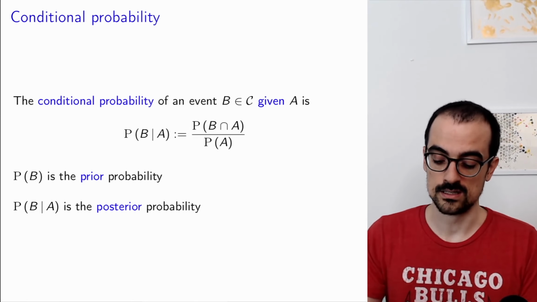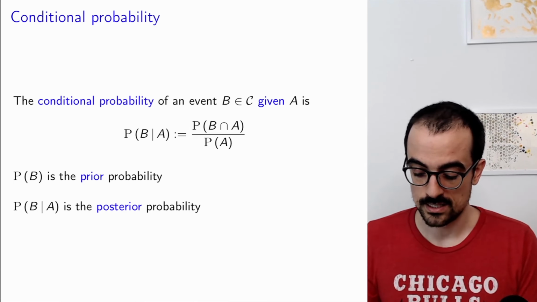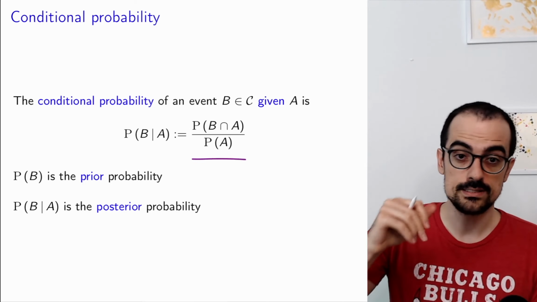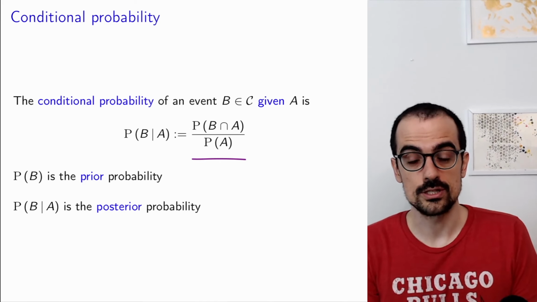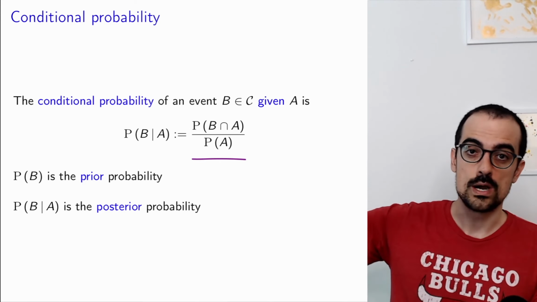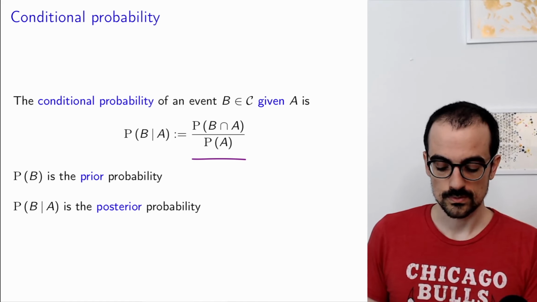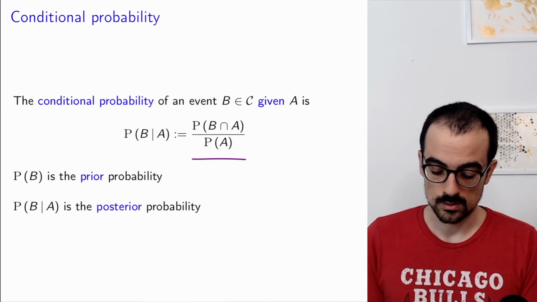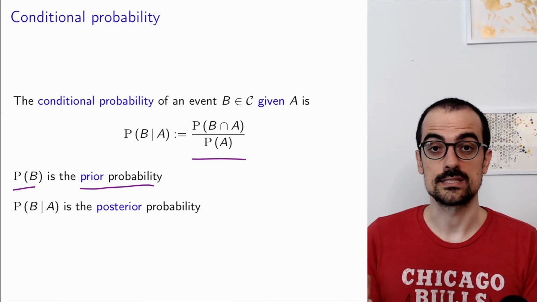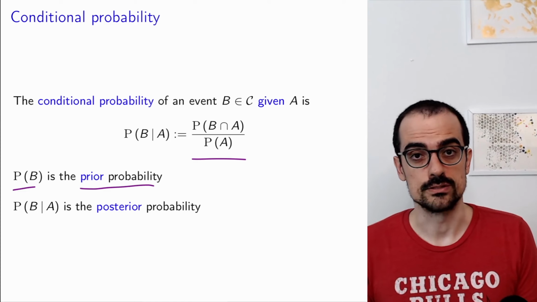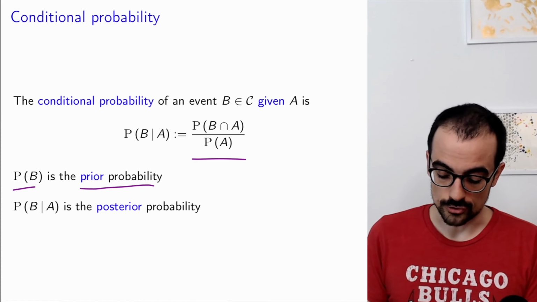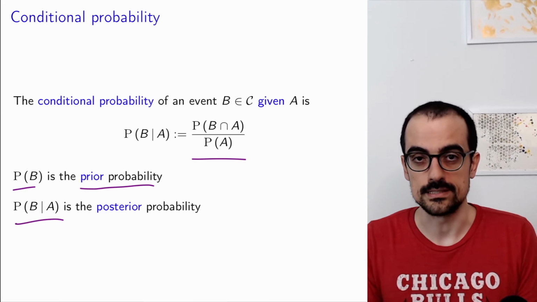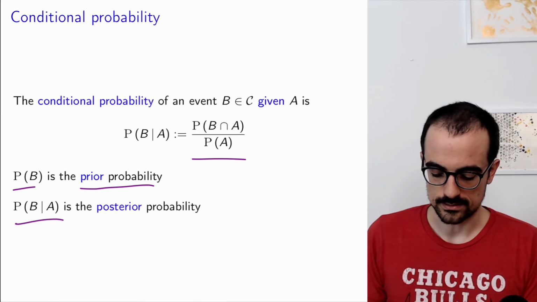Okay, we're going to define the conditional probability of B given A as the probability of the intersection divided by the probability of A. And it's important to realize that this is a new probability measure in a new probability space where A is the sample space. So in general, in probabilistic modeling, we often call the probability of B the prior probability, because that's the probability of B before we gain additional information. And we call the conditional probability of B given A the posterior probability, because this is the probability after we have updated with the new information, which is that the outcome is in A.